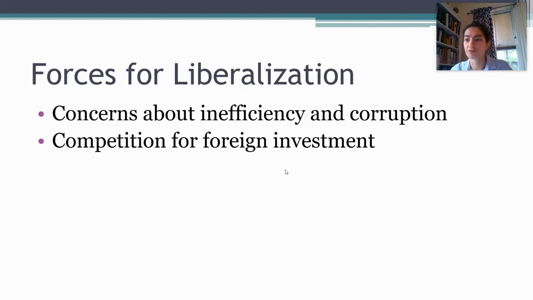You could frame that as a positive or a negative development depending on your view, but either way, that competition can be a force for economic liberalization.